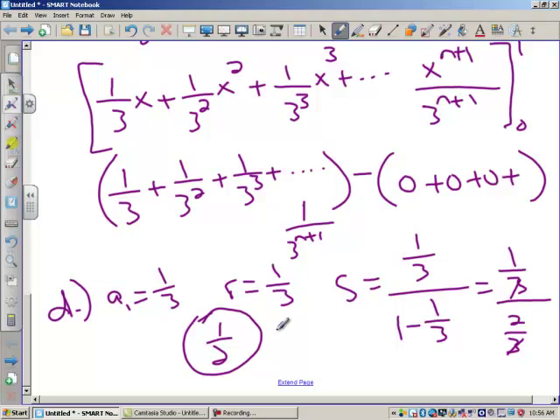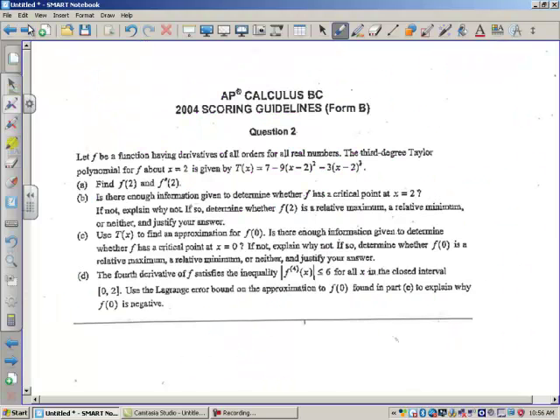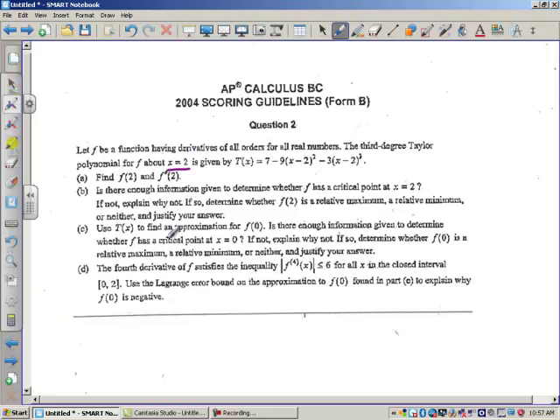Okay, so let's go on to this next question that we're supposed to do together, which is 2004, Form B. And here I've got a Taylor polynomial that's already been written, and it's centered at x equals 2. And I have to find f of 2 and f double prime of 2.